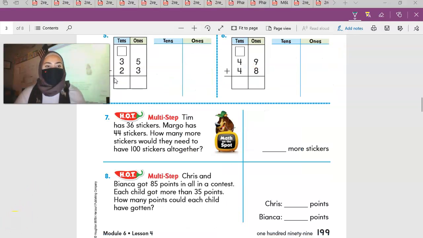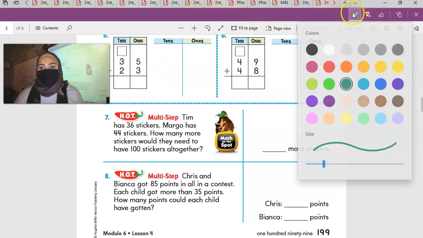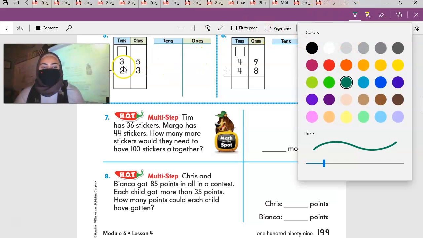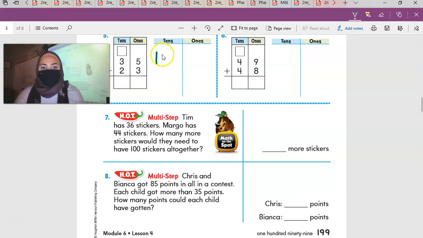All right, so now that you've tried number 5 and 6 by yourself, let's go over it and make sure that your answer is right. If your answer is wrong, you need to correct it now. So the first number is 35. That means we're going to draw 3 10s and 5 1s.